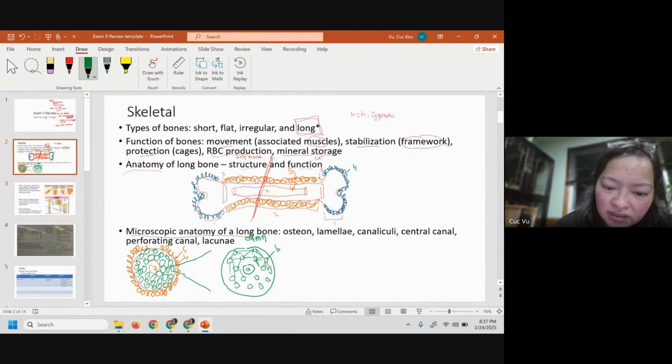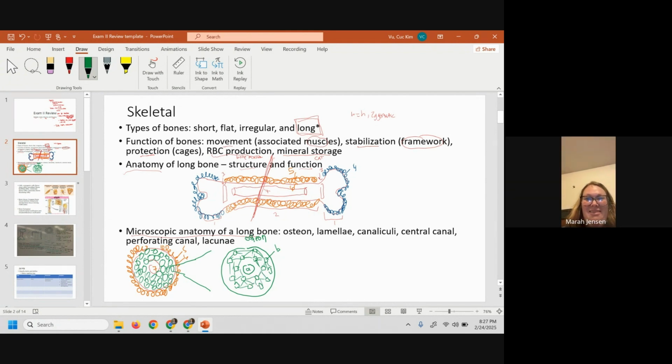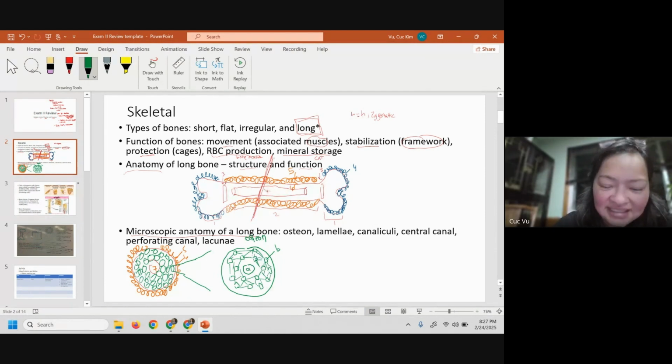What are these networks called? They are called the canaliculi. The canaliculi are these network channels that allow things to move back and forth. Because the lacunas house the osteocytes, it's going to need nutrients, and it's also going to need a way to get rid of the waste. So all of that occurs in the canaliculi. The canaliculi are these channels right here that connect the lacunas.